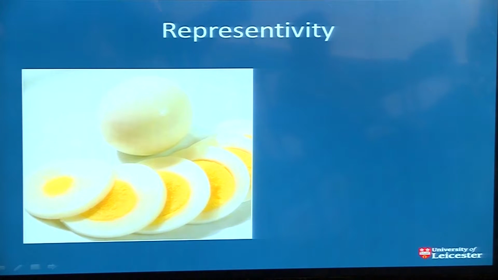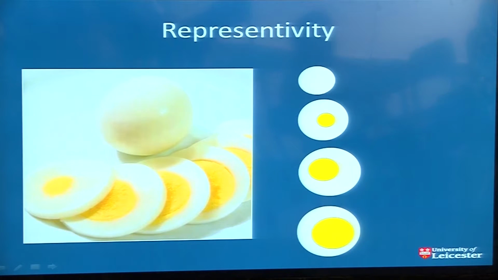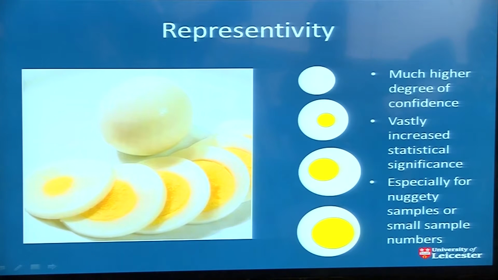So if we take the egg as the analogy here, if you just cut one slice through the egg, you might get that. It's 100% white, and it's quite small. Take another slice. Ooh, got a little bit of yolk in there, a bit bigger. Take a couple more. It's like, well, that's about the same volume, but the ratios between yolk and white are different. Okay, so it's just allowing us to have a much higher degree of confidence in the data that we're collecting in terms of textures and volume proportions.